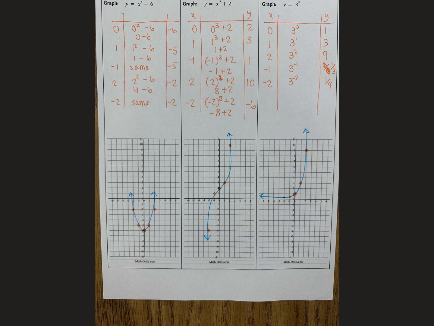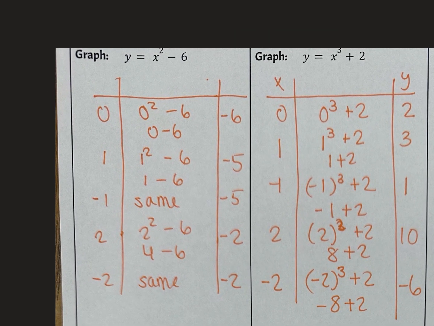All right, page 2. I'm graphing this one. It makes a U. I'm going to pick 0, 1, negative 1, 2, and negative 2. When I pick 0, 0 squared minus 6, is negative 6. If I pick 1, 1 times 1 is 1 minus 6. Negative 1 is the same, so I'm going to get negative 5 both times. If I pick a 2, 2 times 2 is 4, 4 minus 6. Negative 2 will be the same.